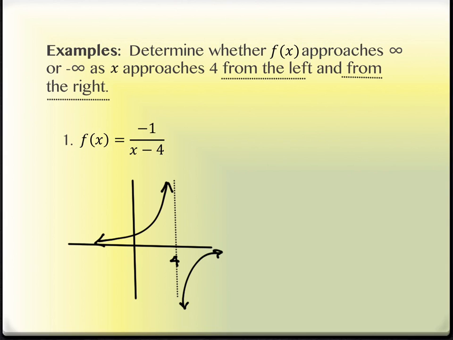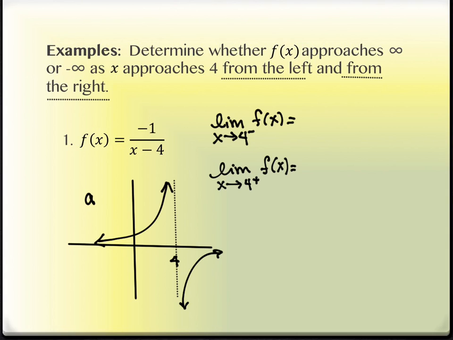And there's 2 things we're asked to find. We're asked to find the limit as x approaches 4 from the left of our function f of x. And we're asked to find the limit as x approaches 4 from the right of f of x. And so in some sense, I'm going to call this option A, right? It's the graphical approach to doing that.